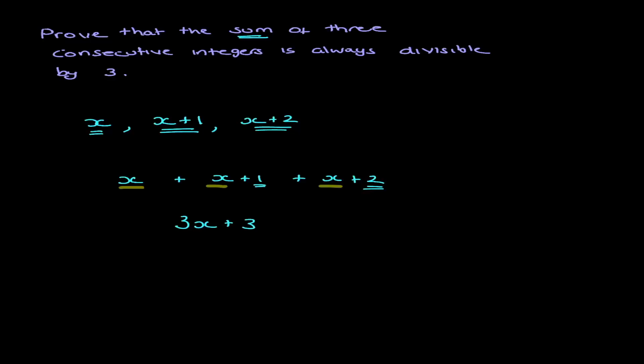Nice. And then we can see that 3 is common to both of these. So we could take that out as a factor. And if you take out 3, you're left with x, because 3x divided by 3 is x, and 3 divided by 3 is 1. So we could take out 3 as a factor. And the fact that we could take out 3 as a factor means that it must be divisible by 3, because that's the definition, right? If something's divisible by 3, you can take out 3 as a factor. And it's as easy as that.